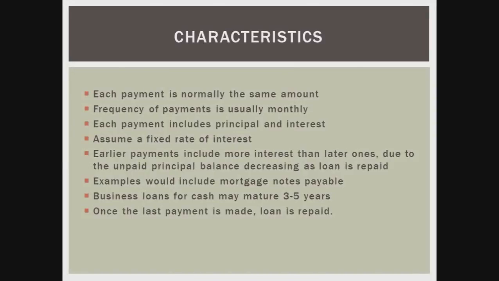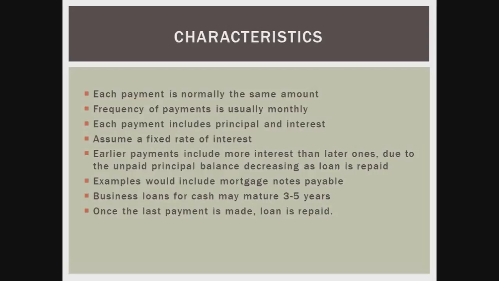An example would be a mortgage, notes payable, or you're paying off a house if it's got a fixed rate of interest. Each payment includes principal and interest. The payments in the beginning include a lot more interest expense than the payments toward the end, because as time passes, the unpaid balance of the loan goes down, which is what the interest expense is based on, and we'll see this in our example. Business loans for cash may be much shorter term, like 3 to 5 years, where a mortgage could be 25 to 30 years. Once your last payment is made, the loan is fully repaid.